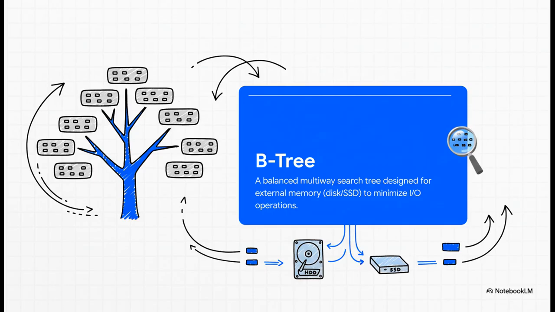Well, it's a type of self-balancing tree, sure, but its absolute defining feature, the thing that changes everything, is that each node in the tree can hold lots of keys, not just 1 or 2. And this seemingly simple change has massive implications for performance.